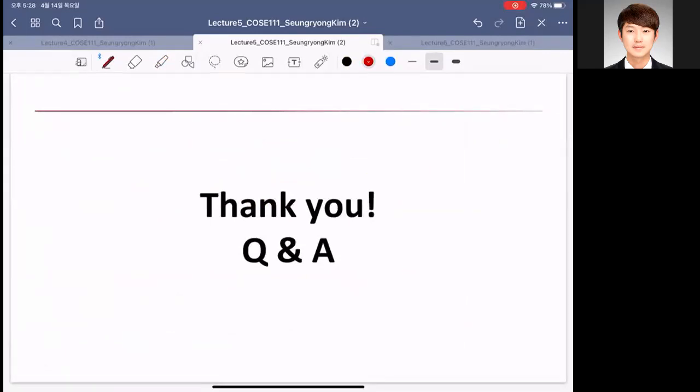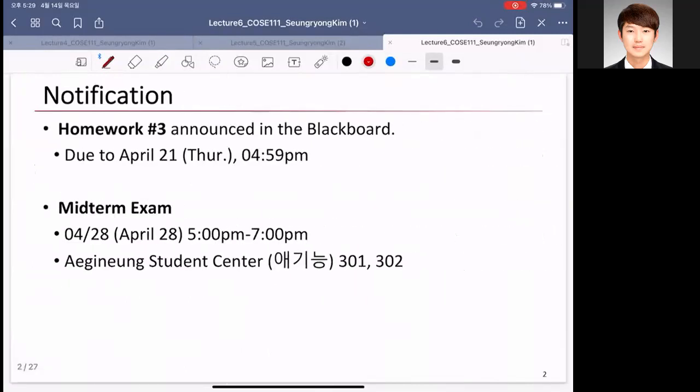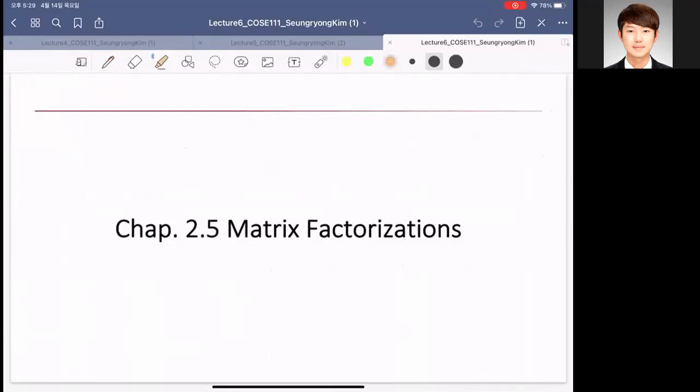So in chapters 2.1, 2.2 and 2.3, we discussed the invertible matrix, how to compute it, and its properties, and we derived the invertible matrix theorem in chapter 2.3. That's it. Then today we'll move to matrix factorization. This is chapter 2.5, matrix factorization.